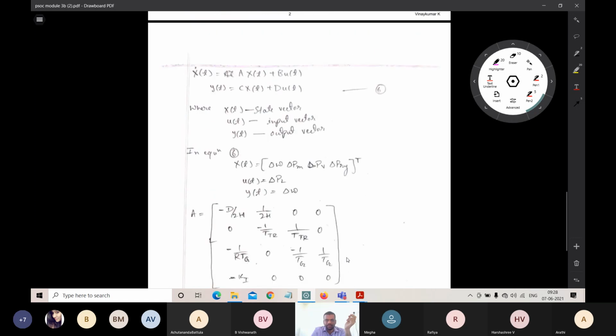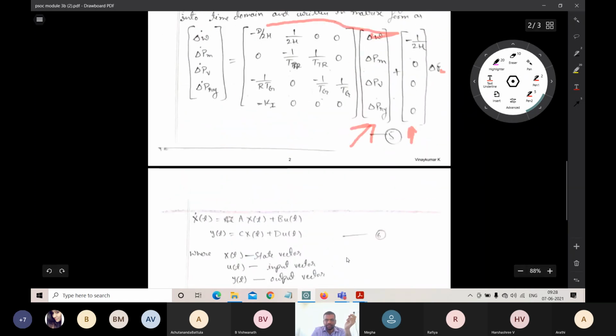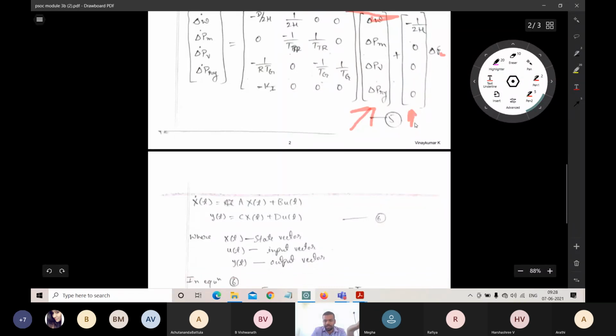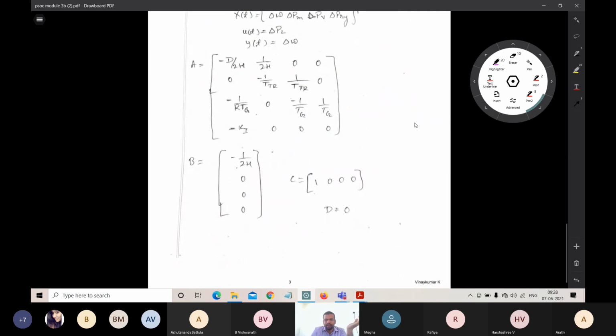We don't have a D vector. D is not there, so 0, 0. So C is 1, 0, 0. That is by this delta PL. So if you multiply delta P reference into 1, 0, 0, 0, then you will get this minus 1 by 2H. Matrix multiplication. Okay, this is about state variables.